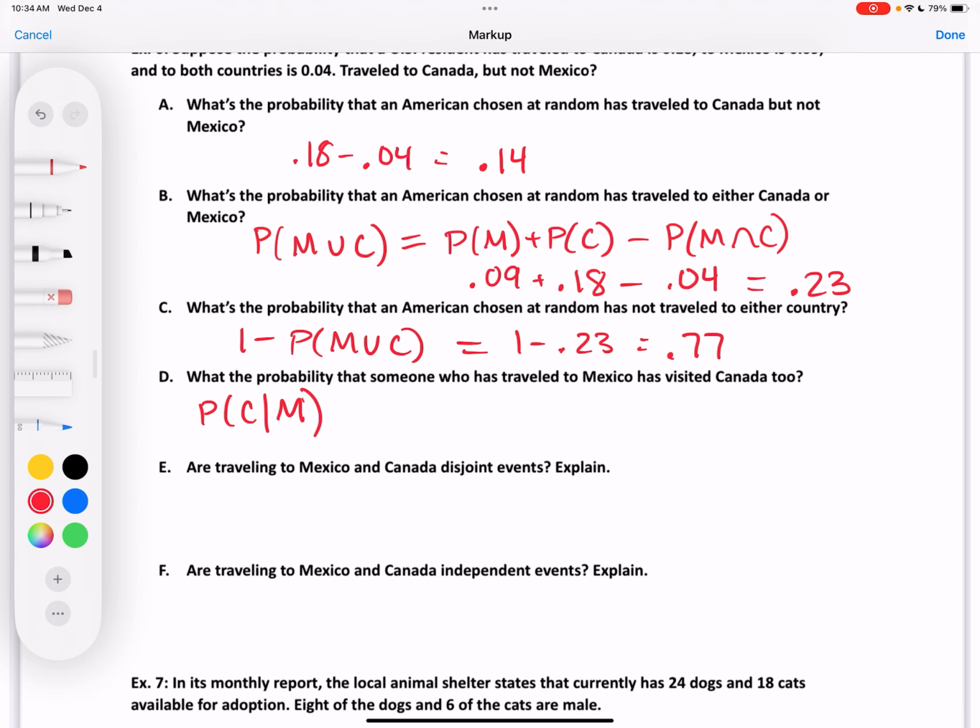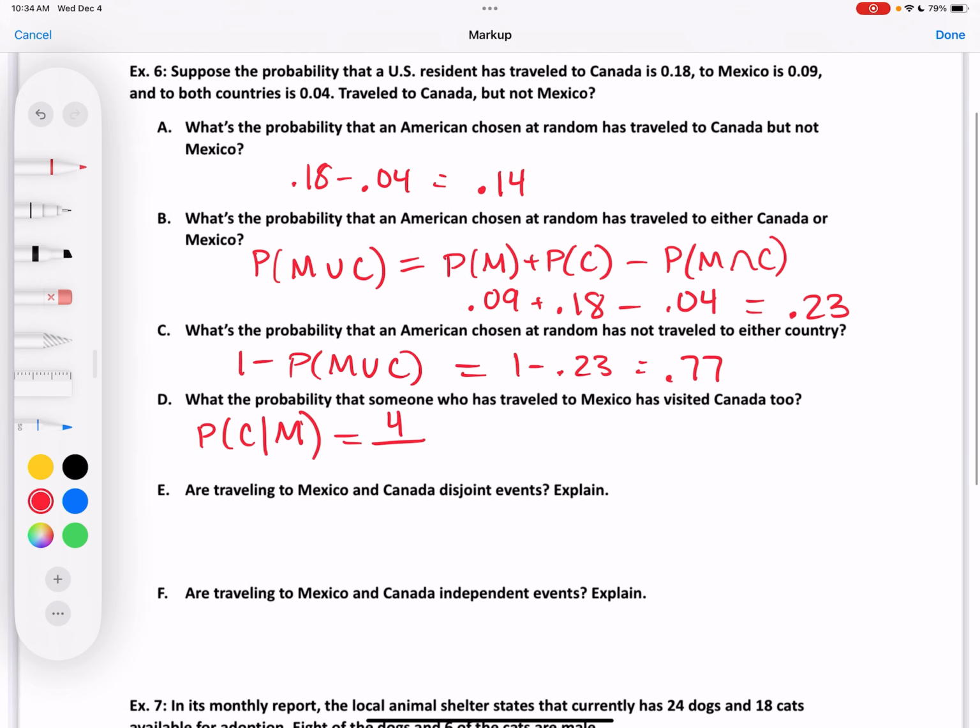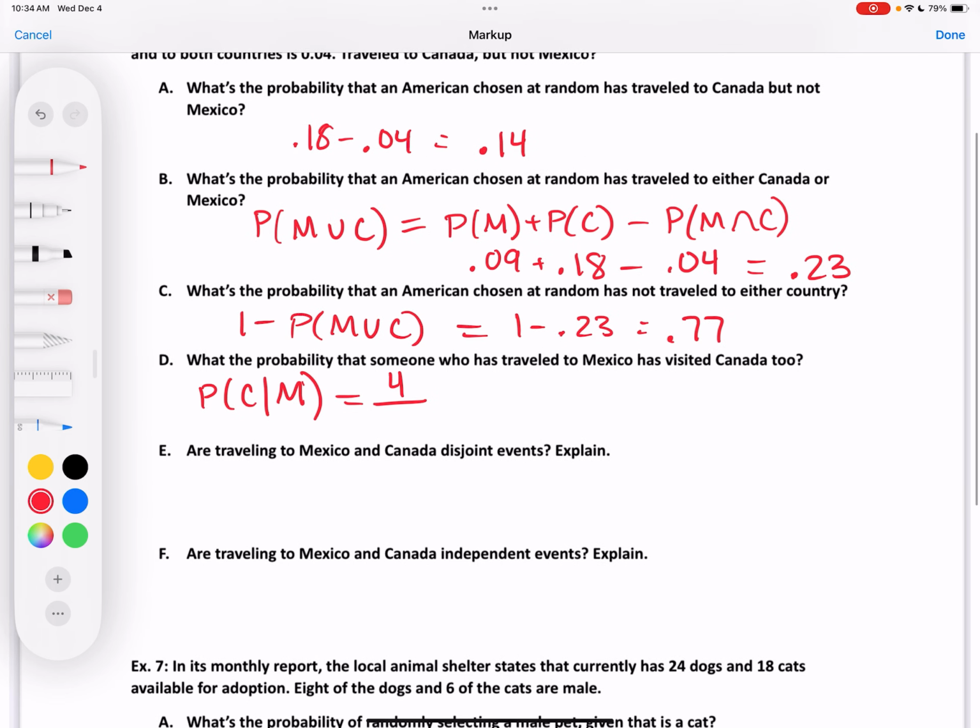All right, so the probability that they've gone to the intersection of both is 0.04. We just need to write it as the whole number, because it's going to give us a weird decimal. So 4 out of the probability that they have gone to Mexico, which is 0.09, or we're going to call it 9. And that's going to end up being 0.44.